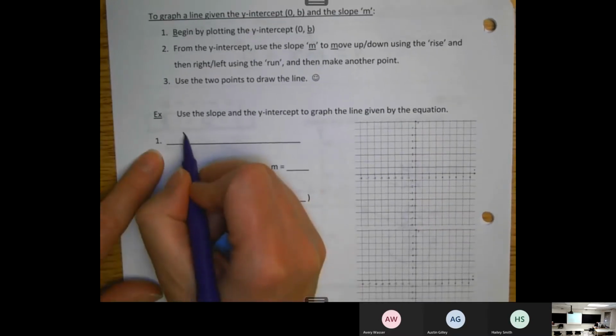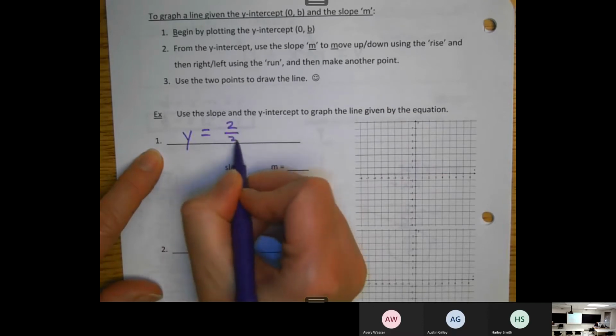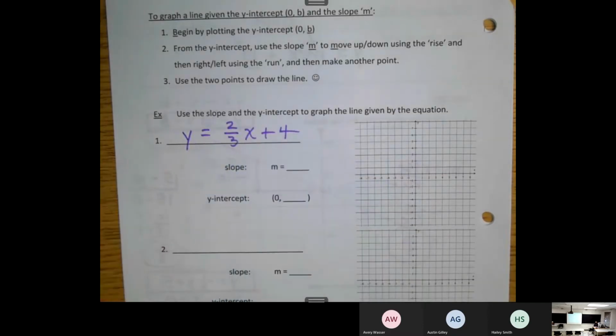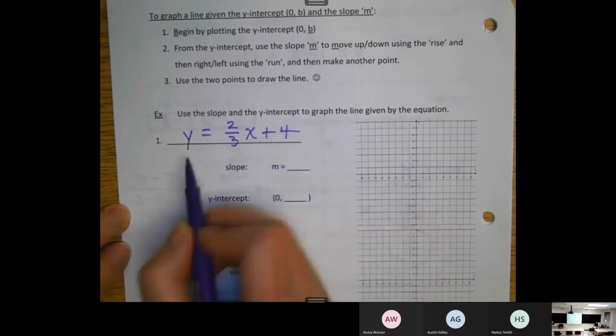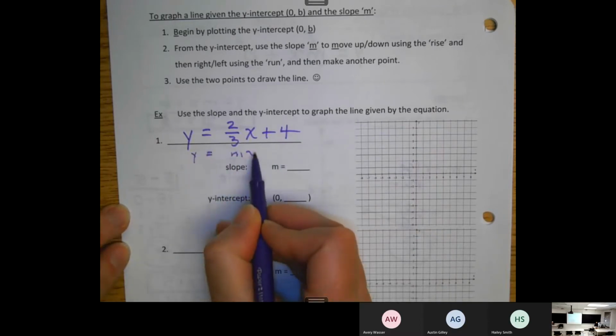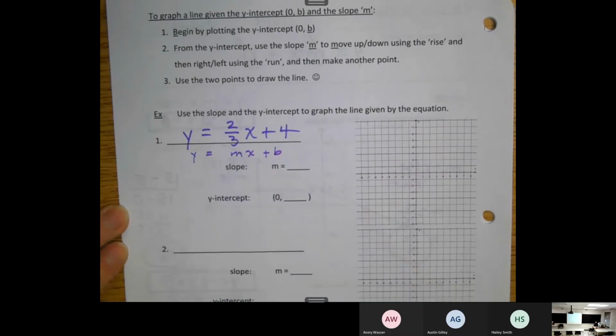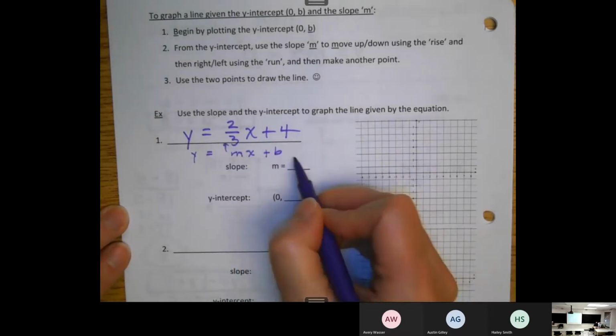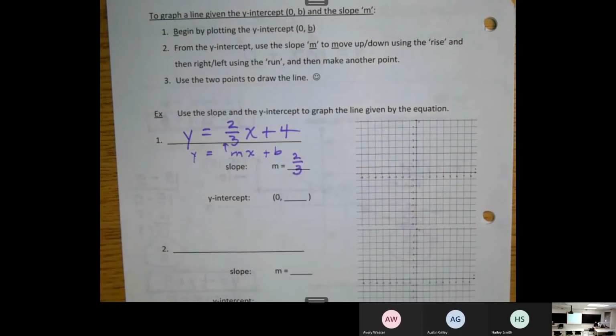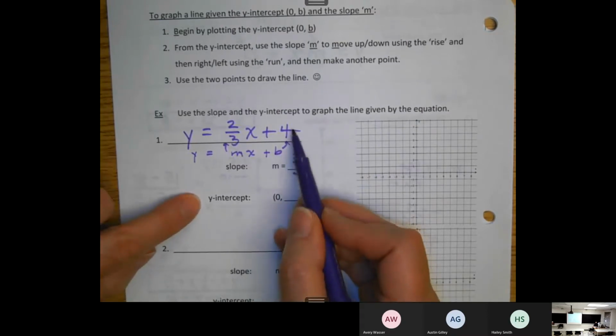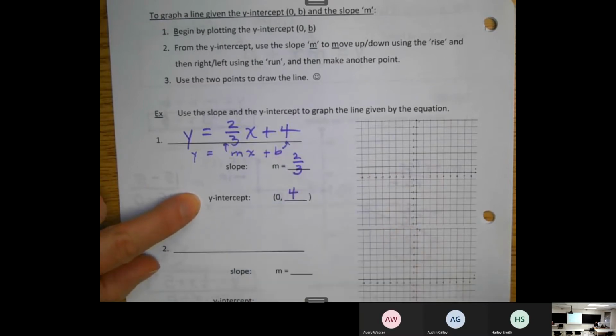Like for example, one here, if the equation is y equals 2/3 x plus 4, we should be able to tell from that equation what the slope is. Anybody remember which one is the slope there? Thinking about comparing it to y equals mx plus b. The slope, or m, would be the 2/3. We can also tell from the equation, just like we were working out the front side there, that the y-intercept is going to be at the b number, so 0, 4.